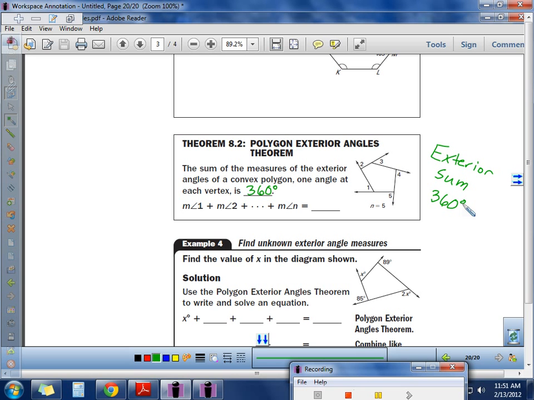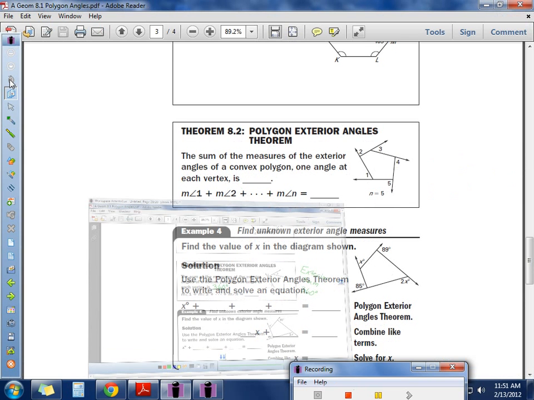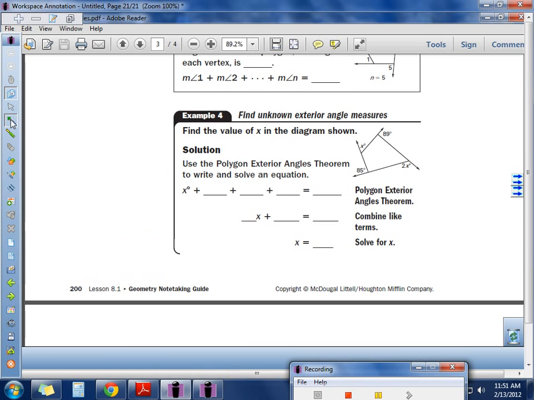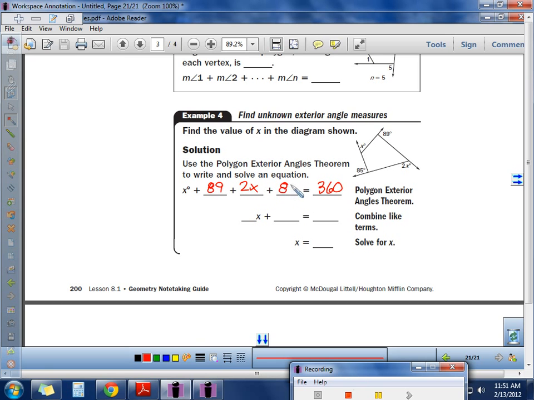Example 4 is one more. We'll get to try this out. This one says, find the value of x in the diagram shown. These are all exterior angles. The sum is what magic number? 360. Substitute that into the equation. And now we can put the other terms around the outside. We'll start with angle x. We have 89. We have 2x. And we have 85 degrees.